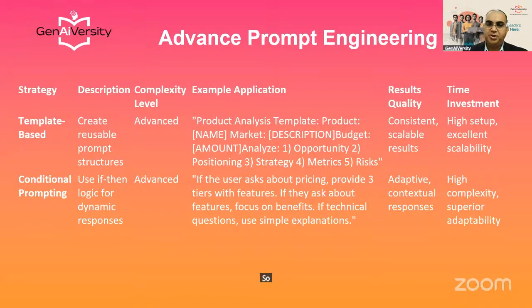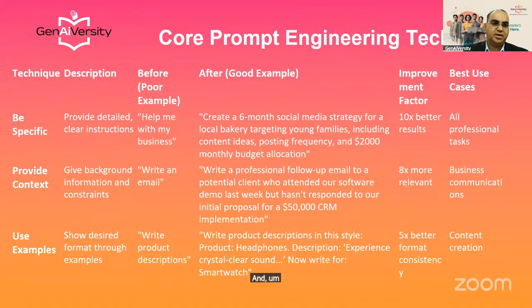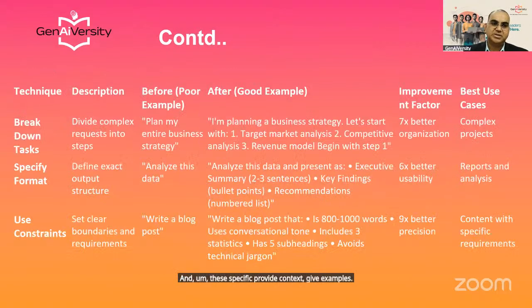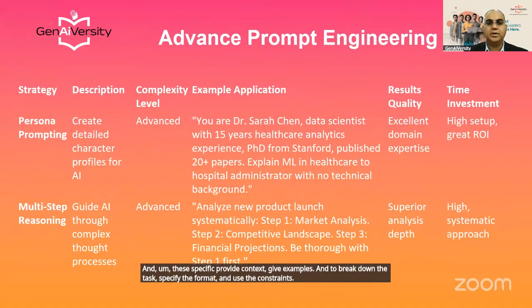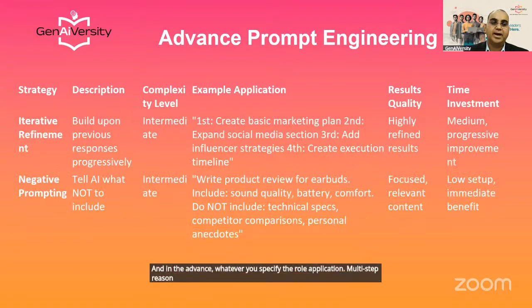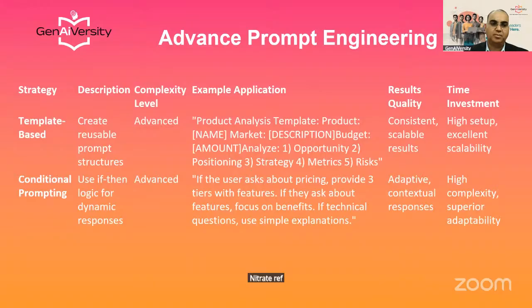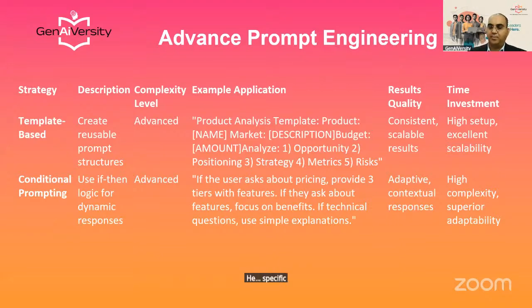So prompt engineering, let me recap. Continuation of advanced: be specific, provide context, give examples, break down the task, specify the format, and use constraints. And in the advanced, you specify the role, application, multi-step reasoning, iterative refinement, negative prompting, conditional prompting. All these are the key specific ways of doing prompt engineering. All of you, please understand.